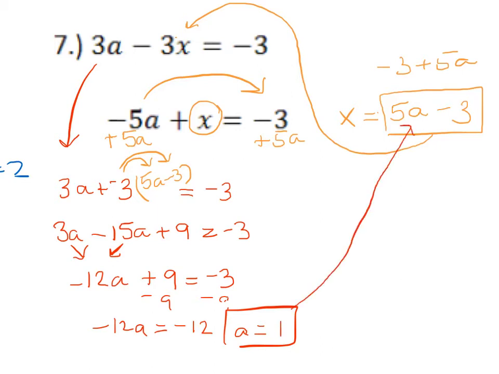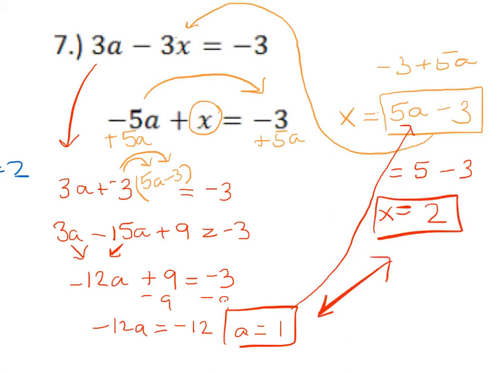So you kind of go in this circle with systems. When we plug 1 in there, what we get for x is 5 times 1 is 5 minus 3, well, 2. X equals 2. So there is the solution to our system. X equals 2, a equals 1.